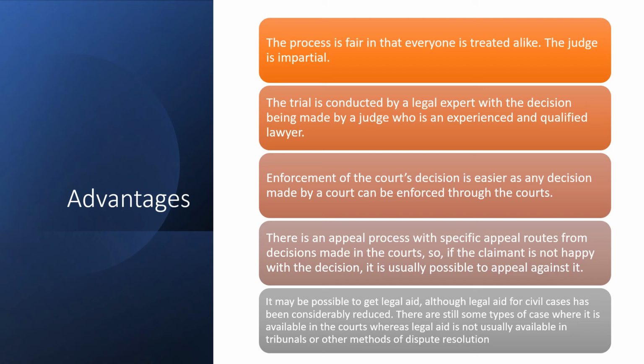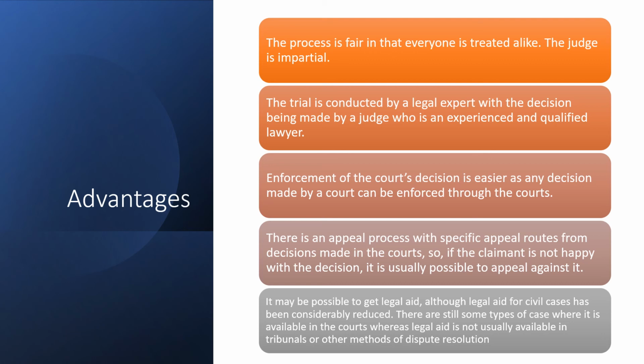So of course this is in contrast to perhaps the magistrates' court, in which there's a lay person making the decision, or indeed in the Crown Court, in which lay people make the decision, but there are 12 of them. Now, enforcement of the court's decision is easy, as any decision made by a court can be enforced with the courts. So this could be, for example, if money isn't paid, there could be attachment of earnings orders and money taken directly from source to make sure any compensation or fines are paid.